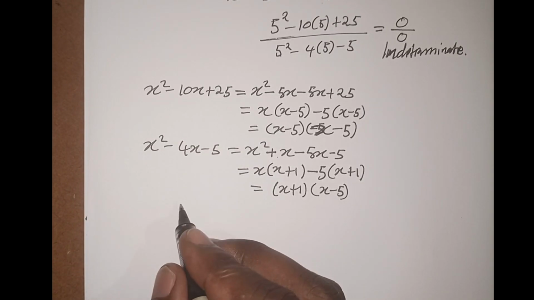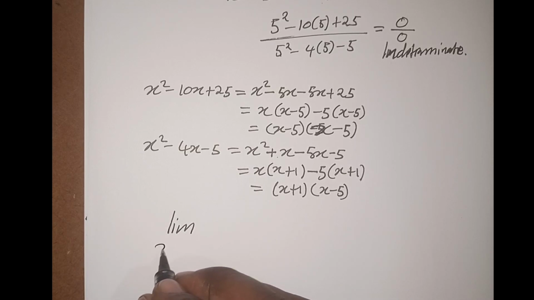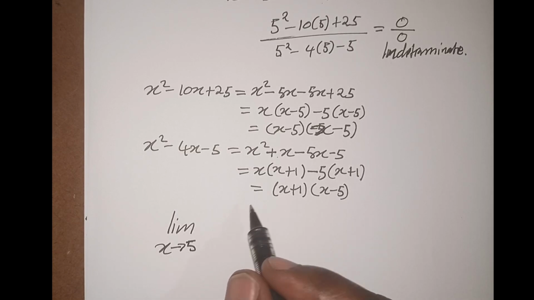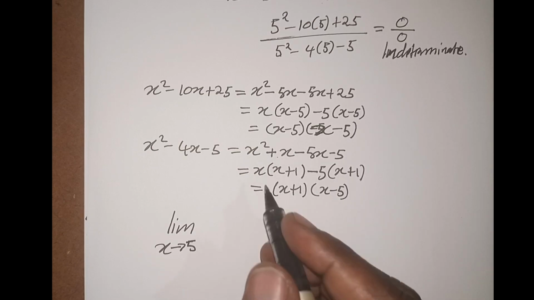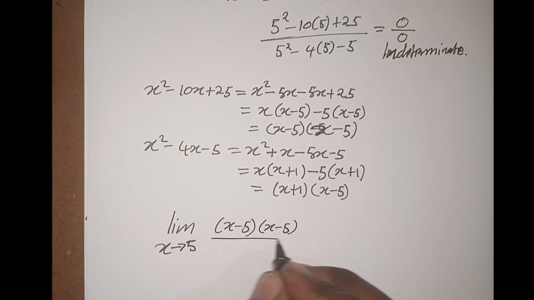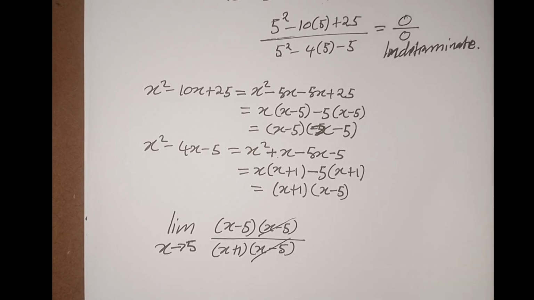So the limit now, the limit as x approaches 5 of this: the numerator is given by x minus 5, and the denominator is this x plus 1, x minus 5. We see that the x minus 5 and the x minus 5 are common factors, so you can divide them out.